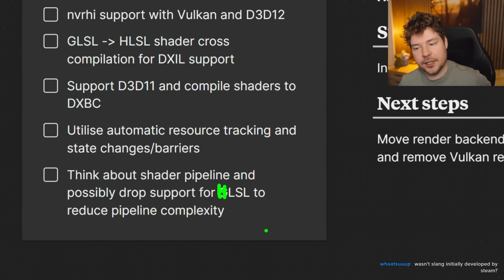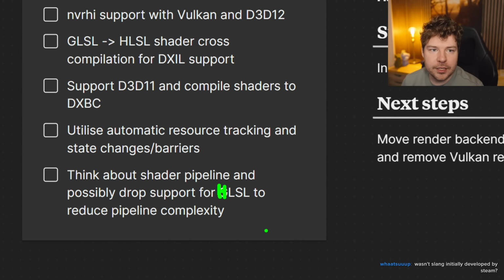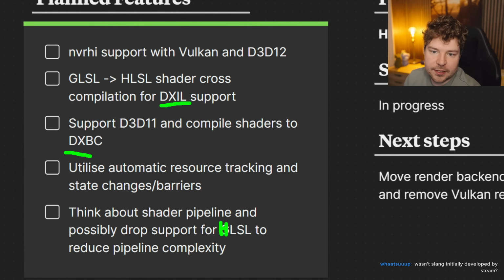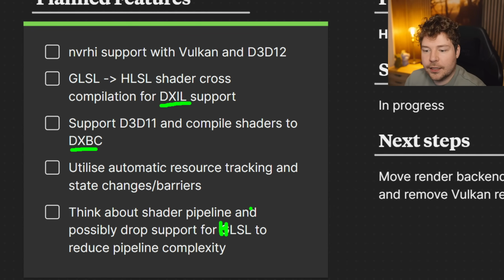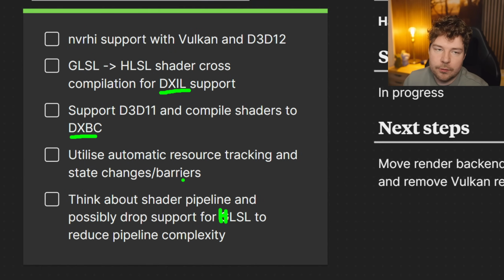The reason why is because GLSL can't actually compile to DXIL and DXBC, which is DirectX 12 and DirectX 11. But HLSL can compile to SPIRV, which is for Vulkan. So technically, if we wrote our shaders in HLSL, we would never have to cross-compile. Whereas a pipeline with GLSL could still work.